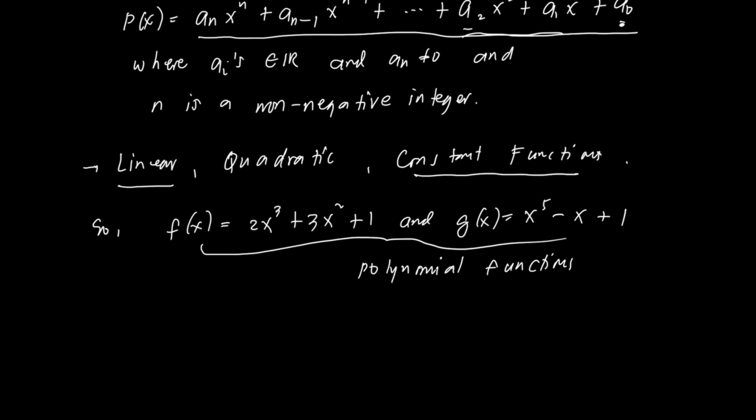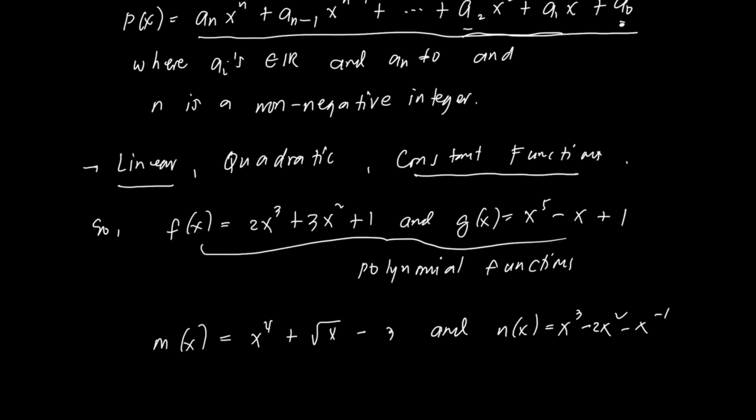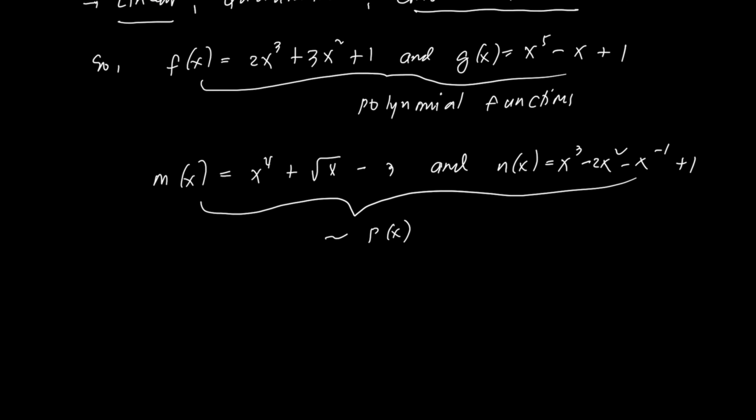However, if we have m of x is equal to x to the 4 plus square root of x minus 3, and n of x is equal to x cubed minus 2x squared minus x to the negative 1 plus 1, these are not polynomial functions. These two here are not polynomial functions.